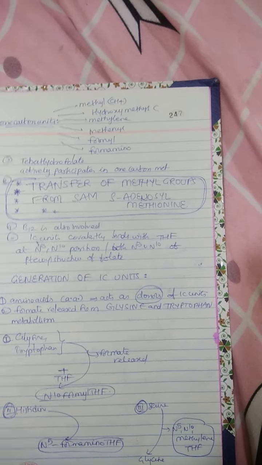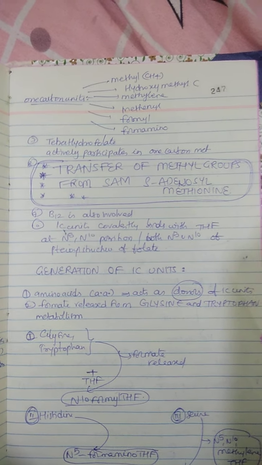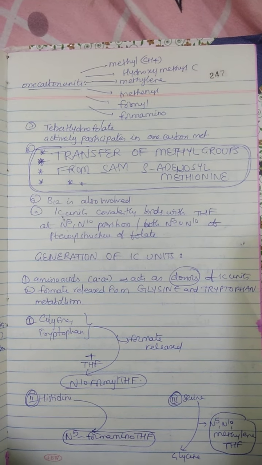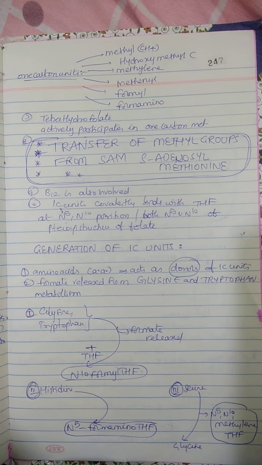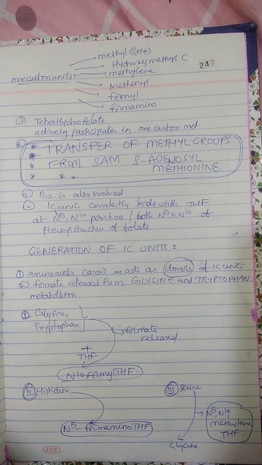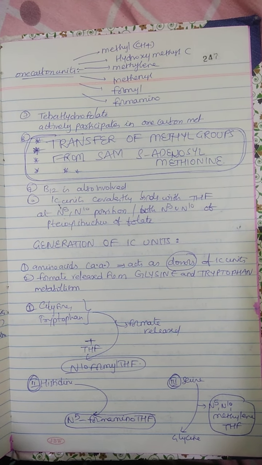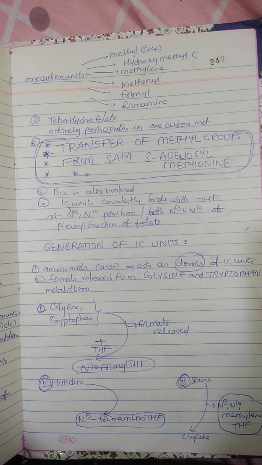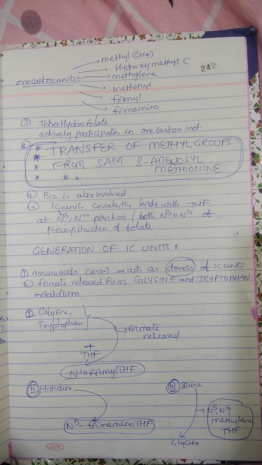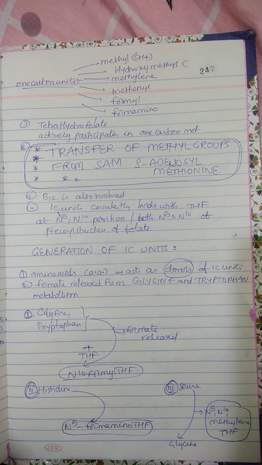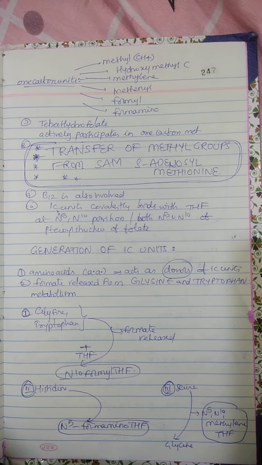So here are the 1-carbon units: the methyl form, hydroxymethyl form, methylene, methenyl, formyl, and formimino. Tetrahydrofolate actively participates in 1-carbon metabolism, with transfer of methyl groups from S-adenosyl methionine. So mainly the folate function is exchange of 1-carbon units in amino acid metabolism, that is, acceptor and donor of 1-carbon units, and transfer of methyl groups from SAM, that is, S-adenosyl methionine. B12 is also involved. 1-carbon units covalently bind with tetrahydrofolate at the N5, N10 portion of the pteridine structure of folate.